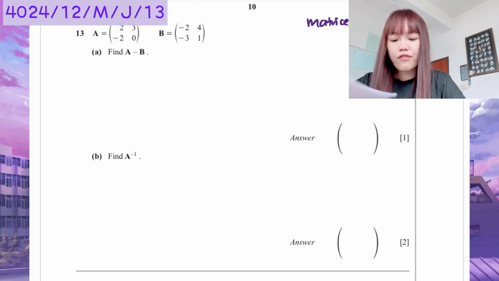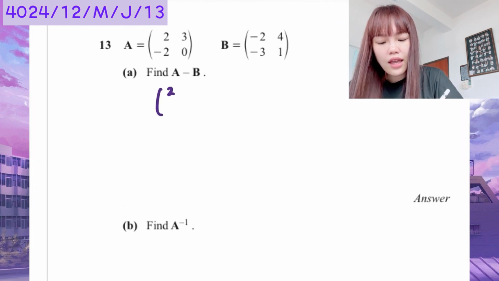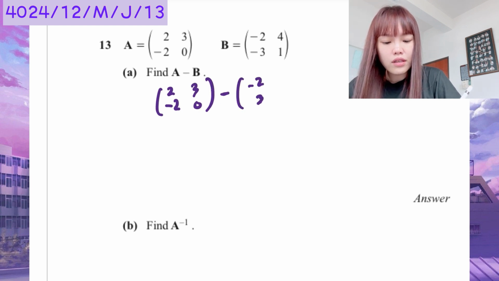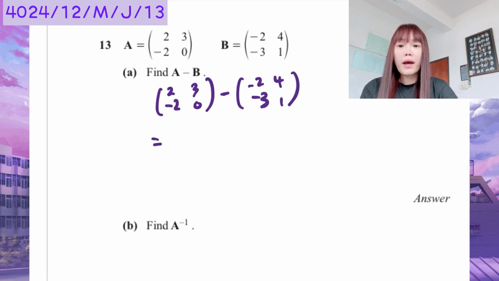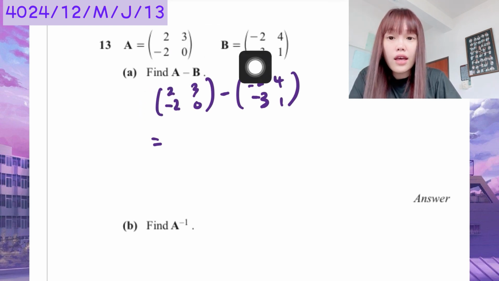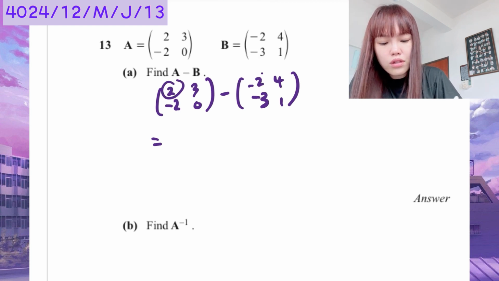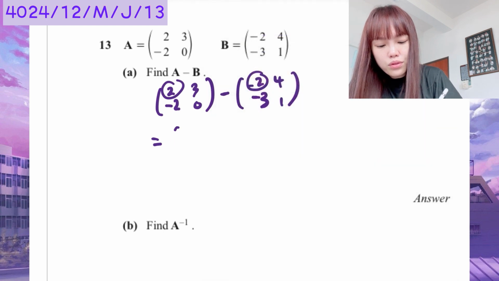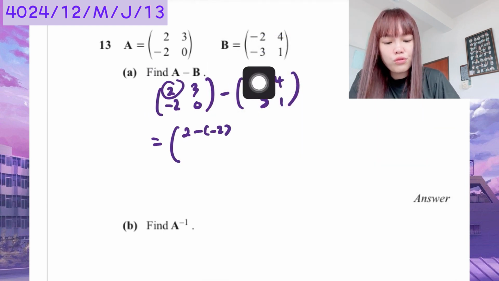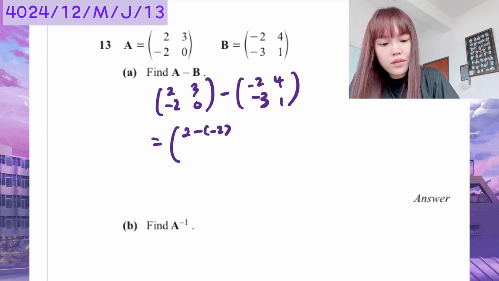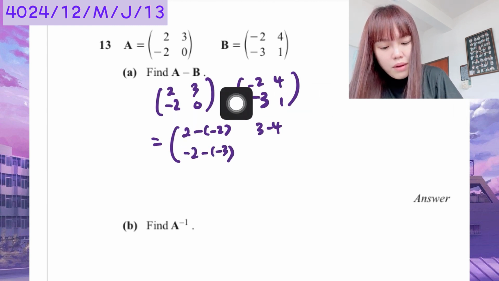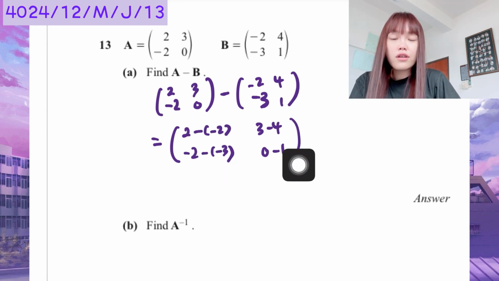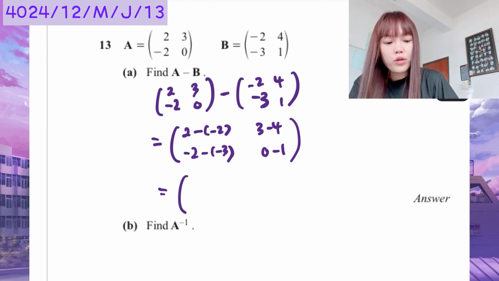Question 13 here. You have a matrix. This is A minus B, so this is your A, minus this is your B. If you want to minus or plus matrices, you just focus on the first and the first number. The first number here is these two, so this gives you 2 minus negative 2. Then focus on the second one, which is 3 minus 4. Then here will be negative 2 minus negative 3, the third number, and then 0 minus 1. So you have 4 numbers, which is 2 by 2. We call it 2 by 2, 2 column by 2 row.